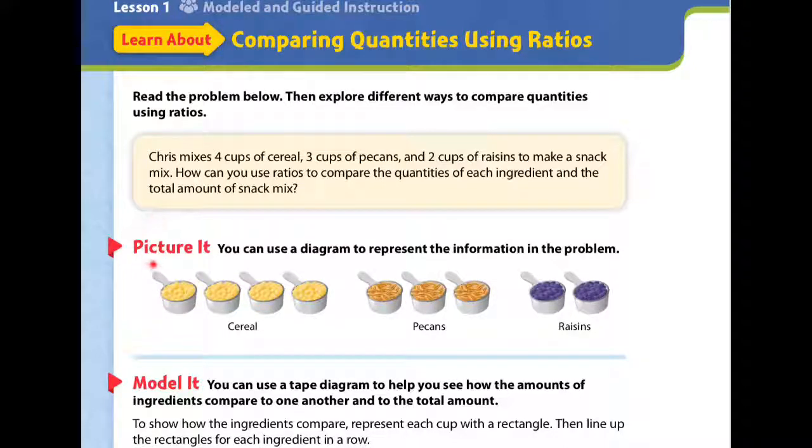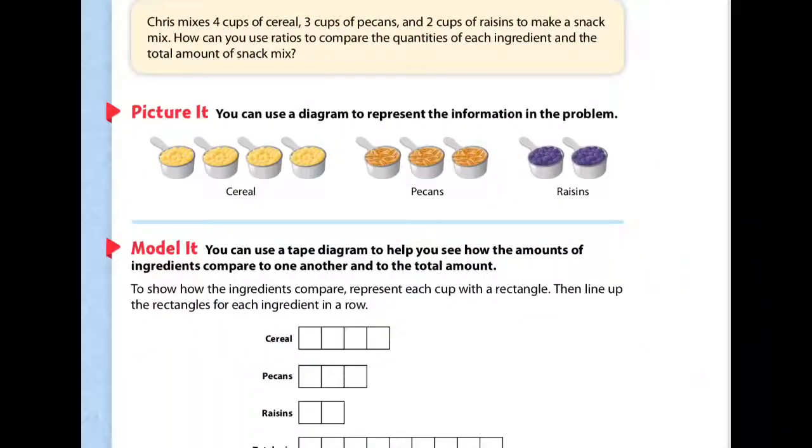So this first part says picture it. So just try to develop a picture in your brain. You can use a diagram to represent the information below. So here are our 4 cups of cereal. Here are our 3 cups of pecans and our 2 cups of raisins. So maybe you can picture that in your head. Then another strategy is to model it.